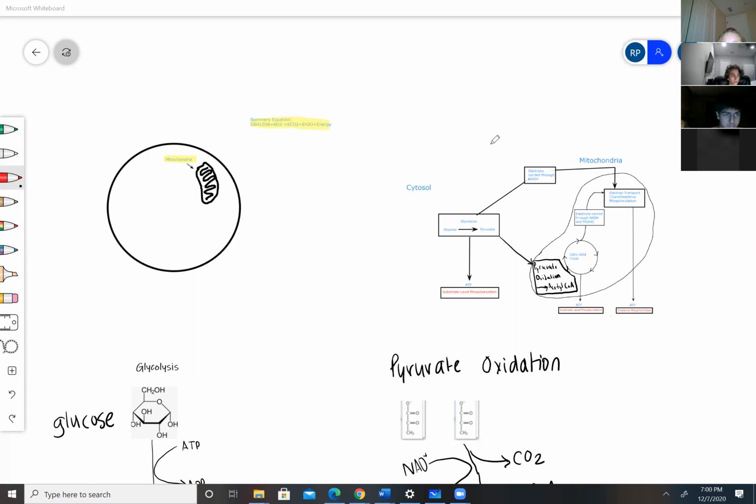The series of reactions are glycolysis, which turns glucose into pyruvate and is an anaerobic reaction. The next steps in the process are pyruvate oxidation and the citric acid cycle, which are both aerobic. And the final part of the reaction is oxidative phosphorylation, which is also aerobic.